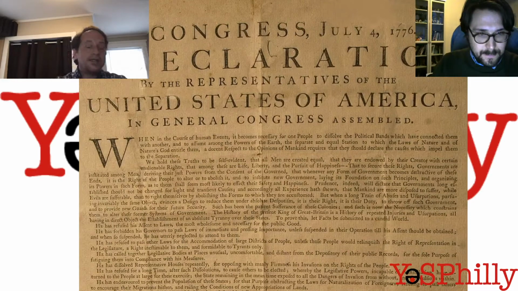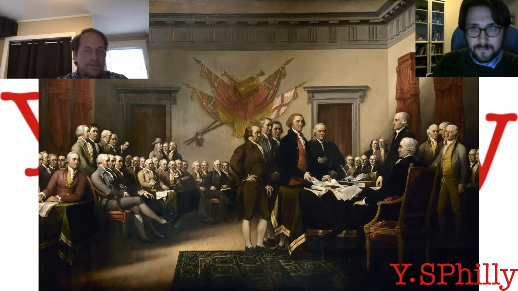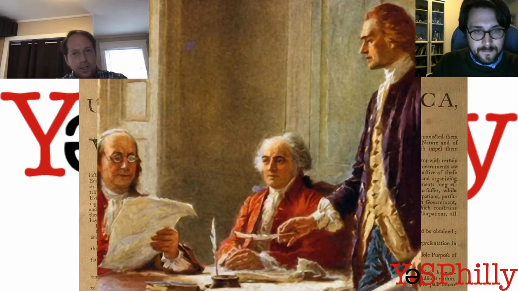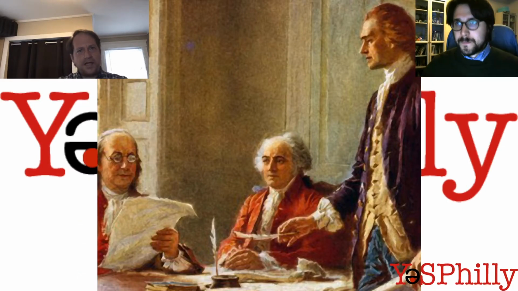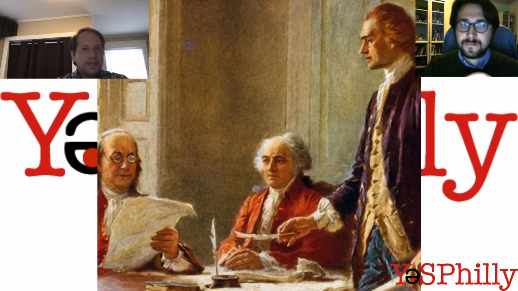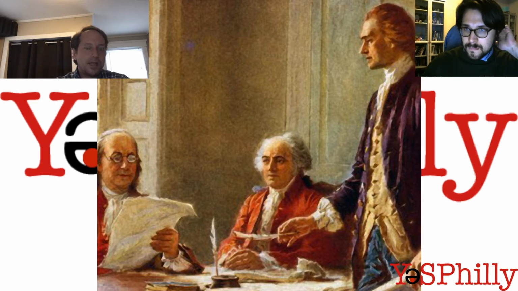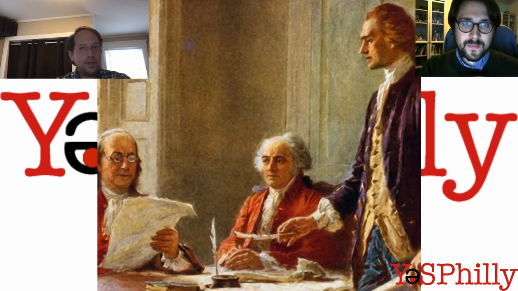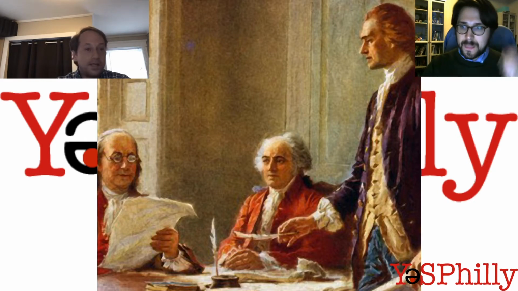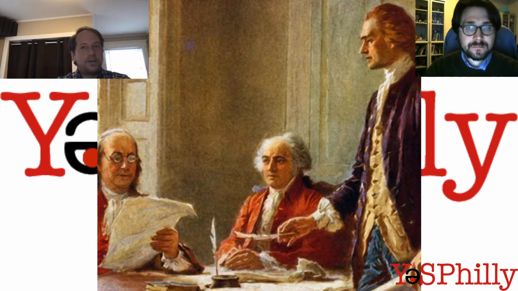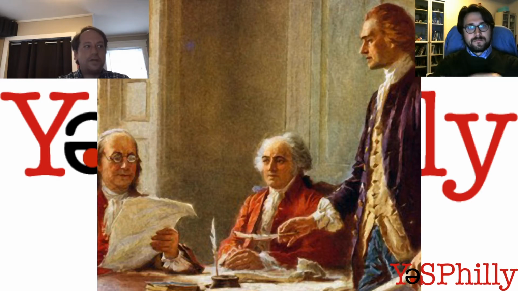Yeah, so it's a long process, right? It takes almost 2 years from the time that they first assemble in 1774 until the point where they're declaring independence, and a lot happens in between. But what's important to remember is that it is a process. Almost none of these delegates to the Continental Congress went there thinking, we need to declare independence.